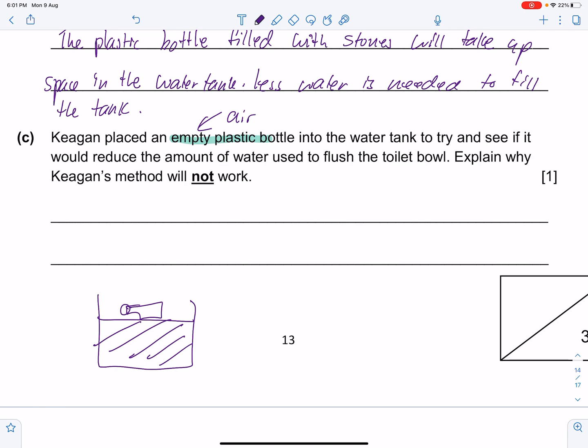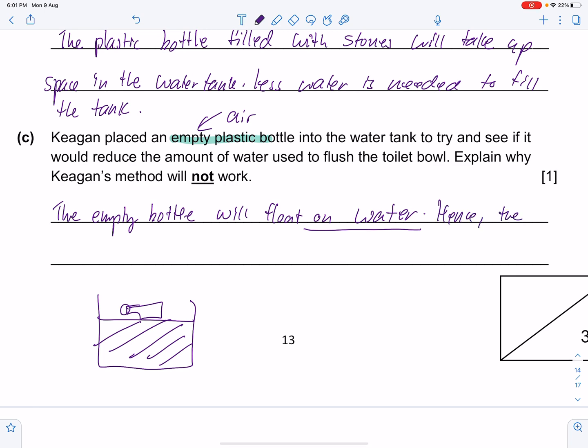Alright, so the answer would look like, okay, the empty bottle will float on water. Make sure you tell me that it will float on water and not just float. Many students will just say will float. Float on what? It's very important that we are specific. Hence, the bottle will not take up any space in the water. Okay.